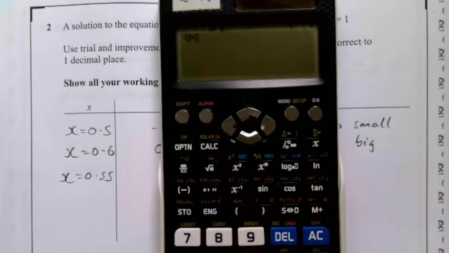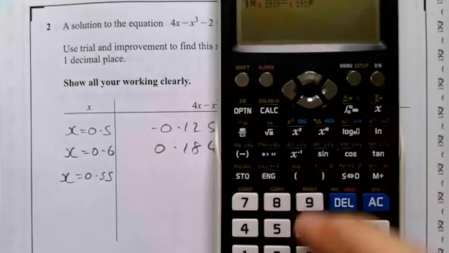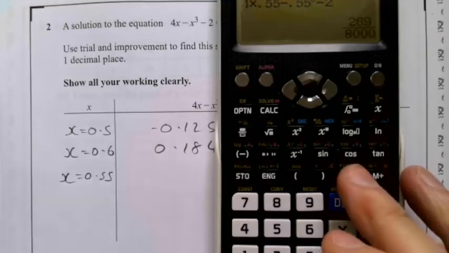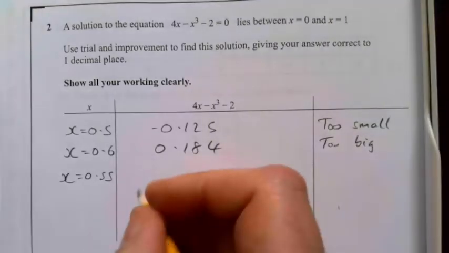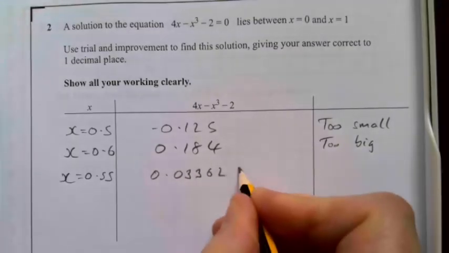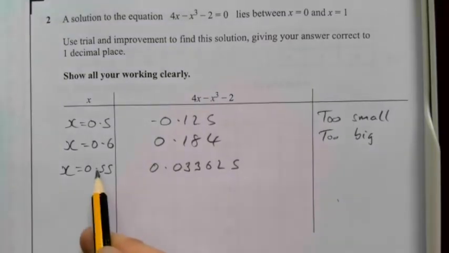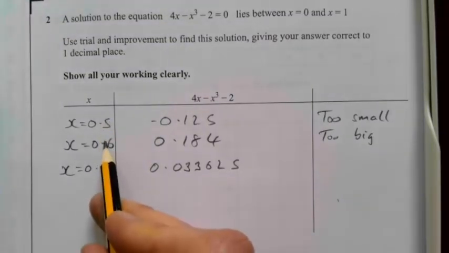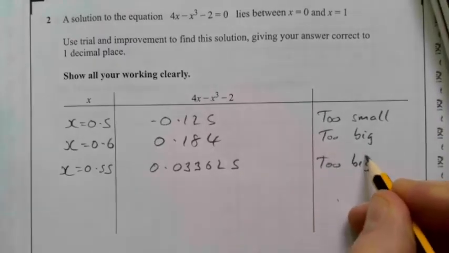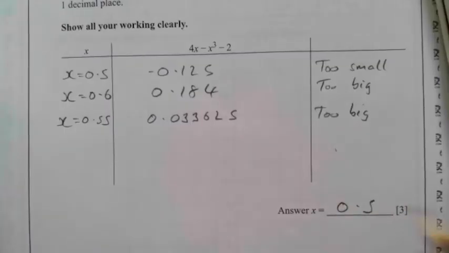So do 4 times 0.55, take away 0.55 cubed, take away 2, and that's 0.033625. That means that halfway in between these two is going to be too big, which means then it's going to be lower than that. So my answer then is 0.5.